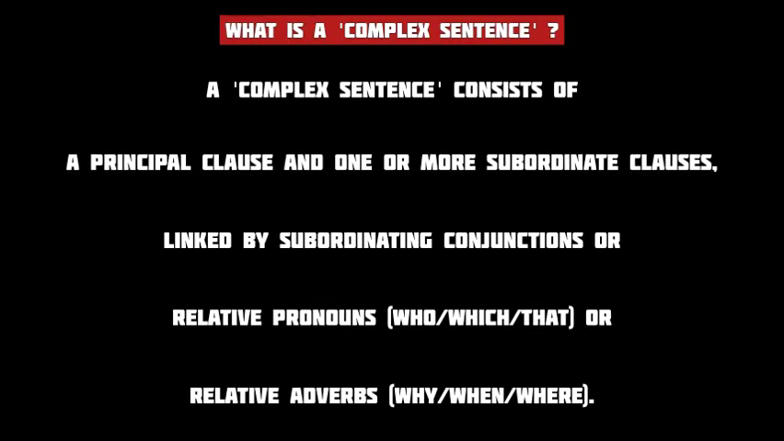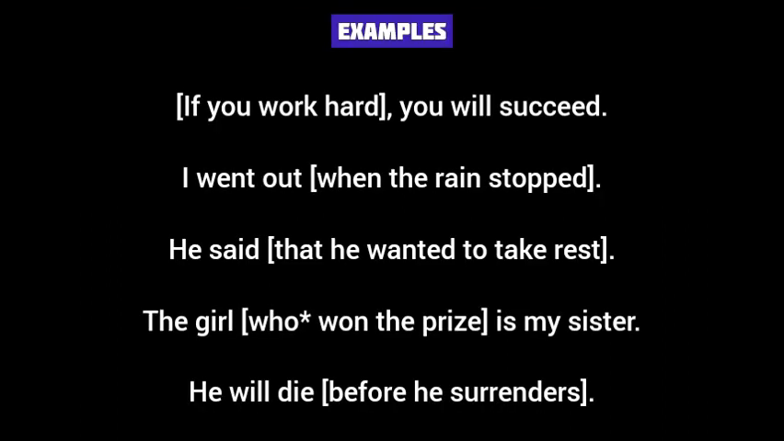Now let's understand the complex sentence. A complex sentence is made up of one principal clause and one or more subordinate clauses linked by either subordinating conjunctions, relative pronouns, or relative adverbs. In other words, a complex sentence has one principal clause and one or more subordinate clauses introduced by a subordinating conjunction, relative pronoun, or relative adverb. Now see some examples of complex sentences on your screen.